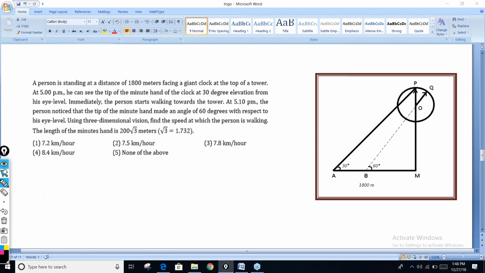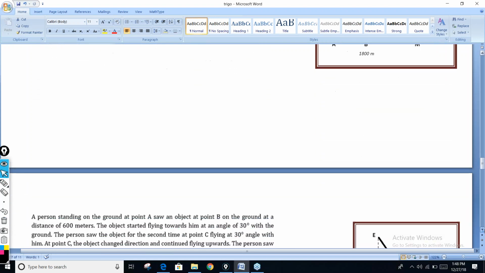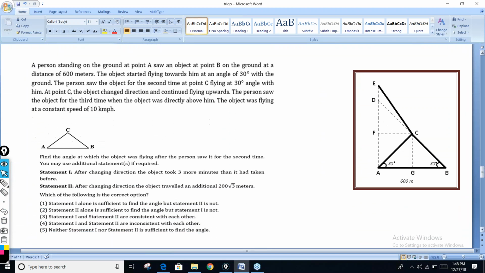Come to the next one. Now again, this is a difficult question to draw the figure. A person standing on the ground at point A saw an object at point B on the ground at a distance of 600 meters. So this distance is 600.